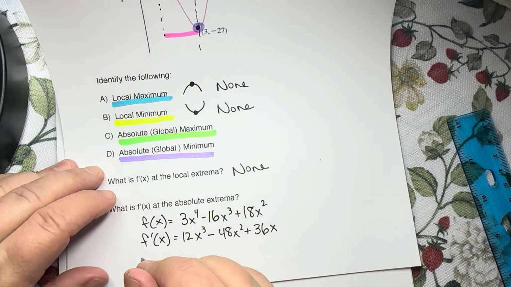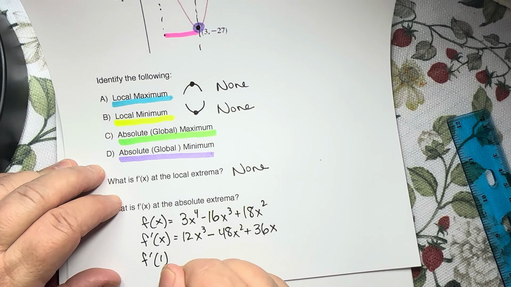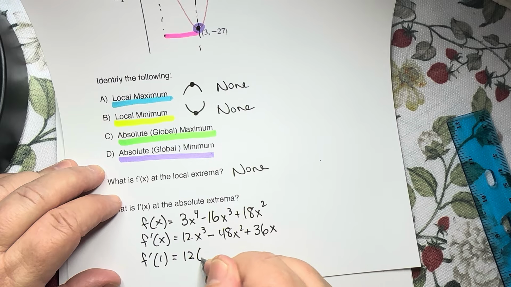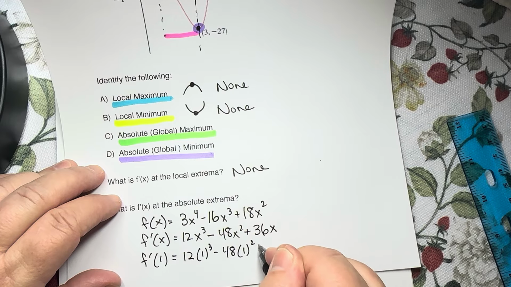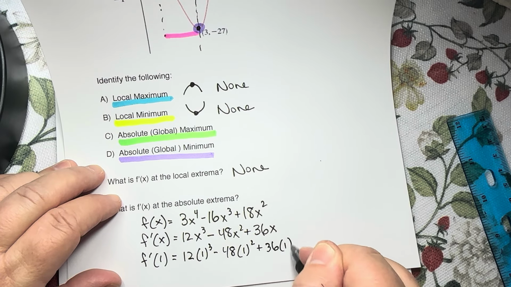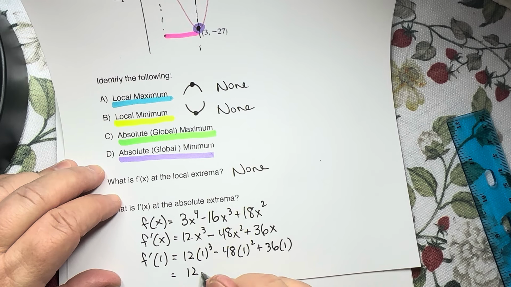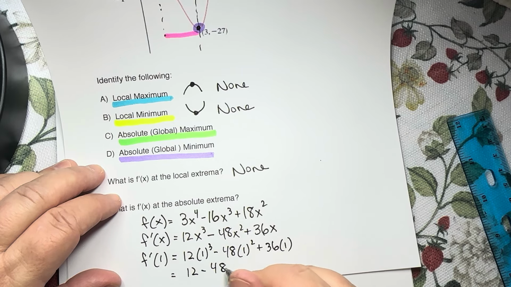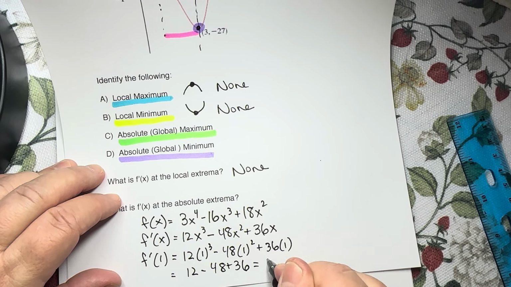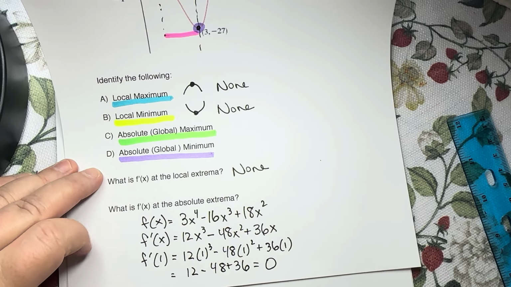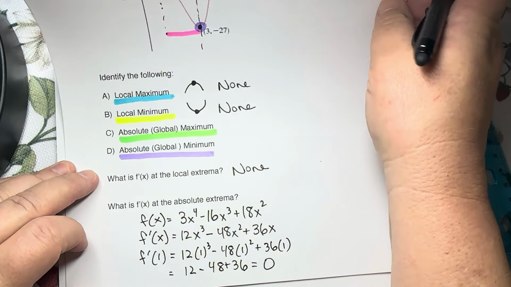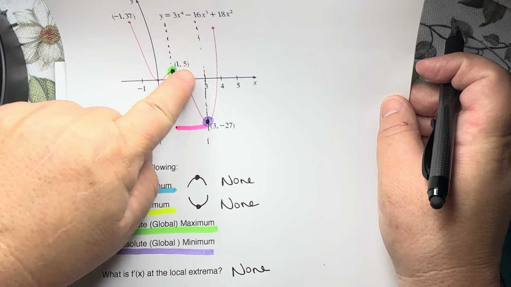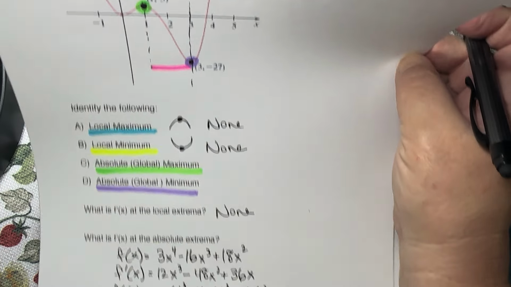What happens when x is 1? I get 12 times 1 cubed minus 48 times 1 squared plus 36 times 1, and that equals 12 minus 48 plus 36, which equals 0. So it turns out at this absolute max, we do have the slope equaling 0.